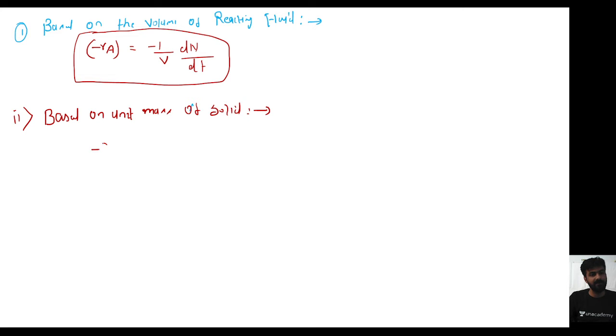So here you can define minus Ra dash, that is equal to minus 1 upon W times dNA upon dt. Only this particular thing is going to change: here it was volume, now it is per unit mass. And third is based on unit interfacial area.